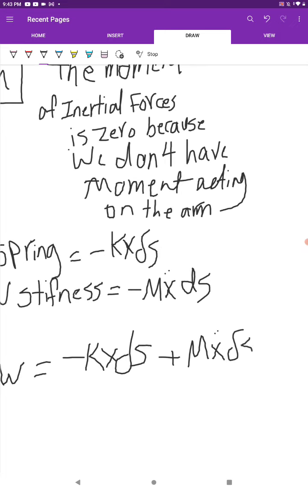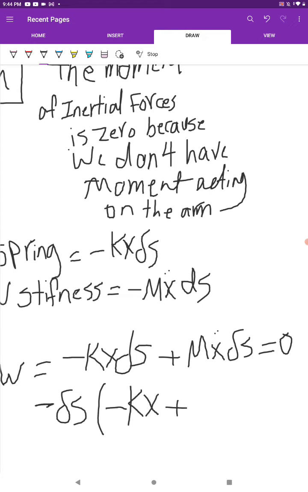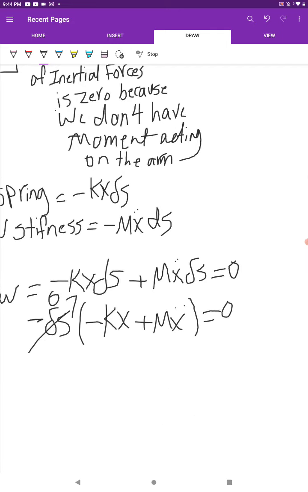And we factor out delta s, negative delta s, we will be left with negative kx plus mx double dot equals 0. This part is negligible, and then our equation of motion will be, sorry, this is plus because we factor out the negative, so our equation of motion will be mx double dot plus kx equals 0.